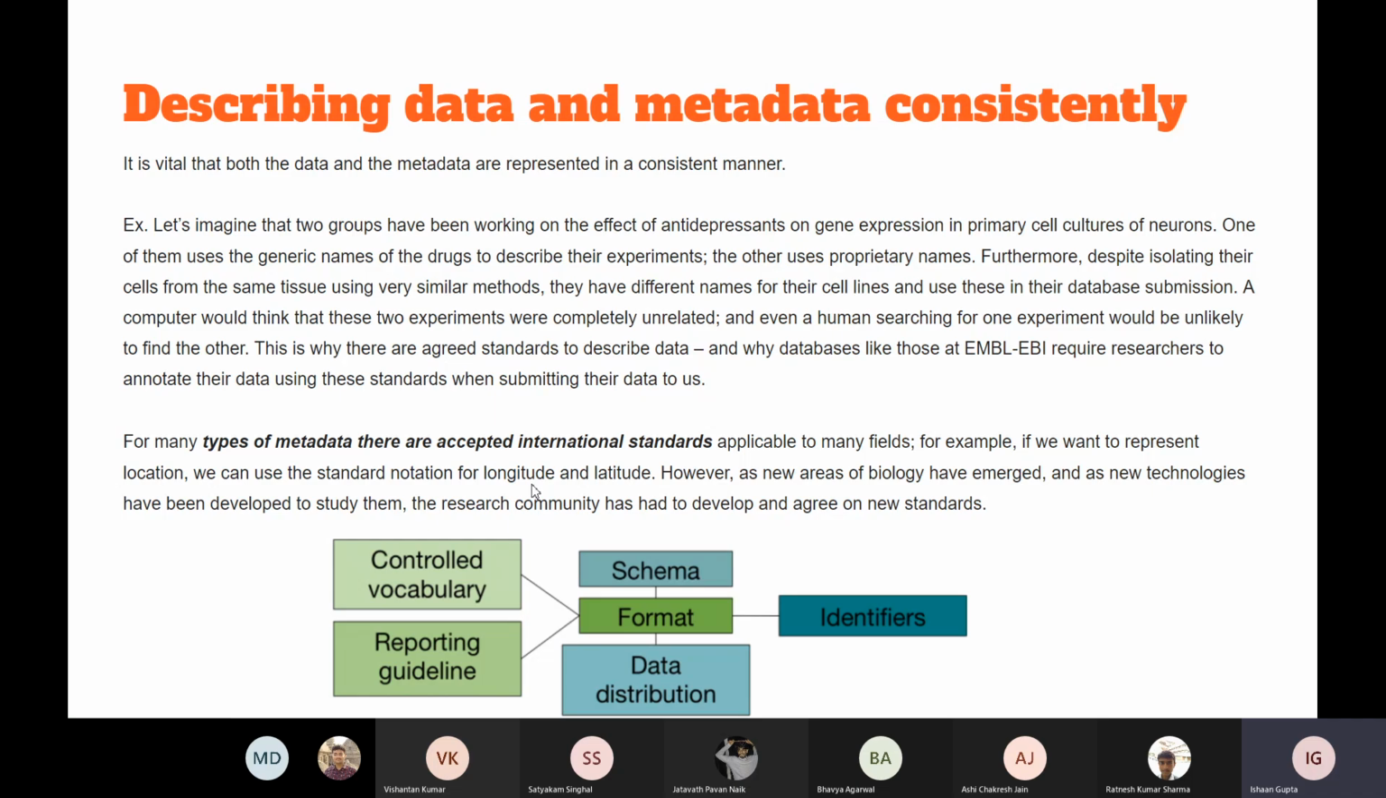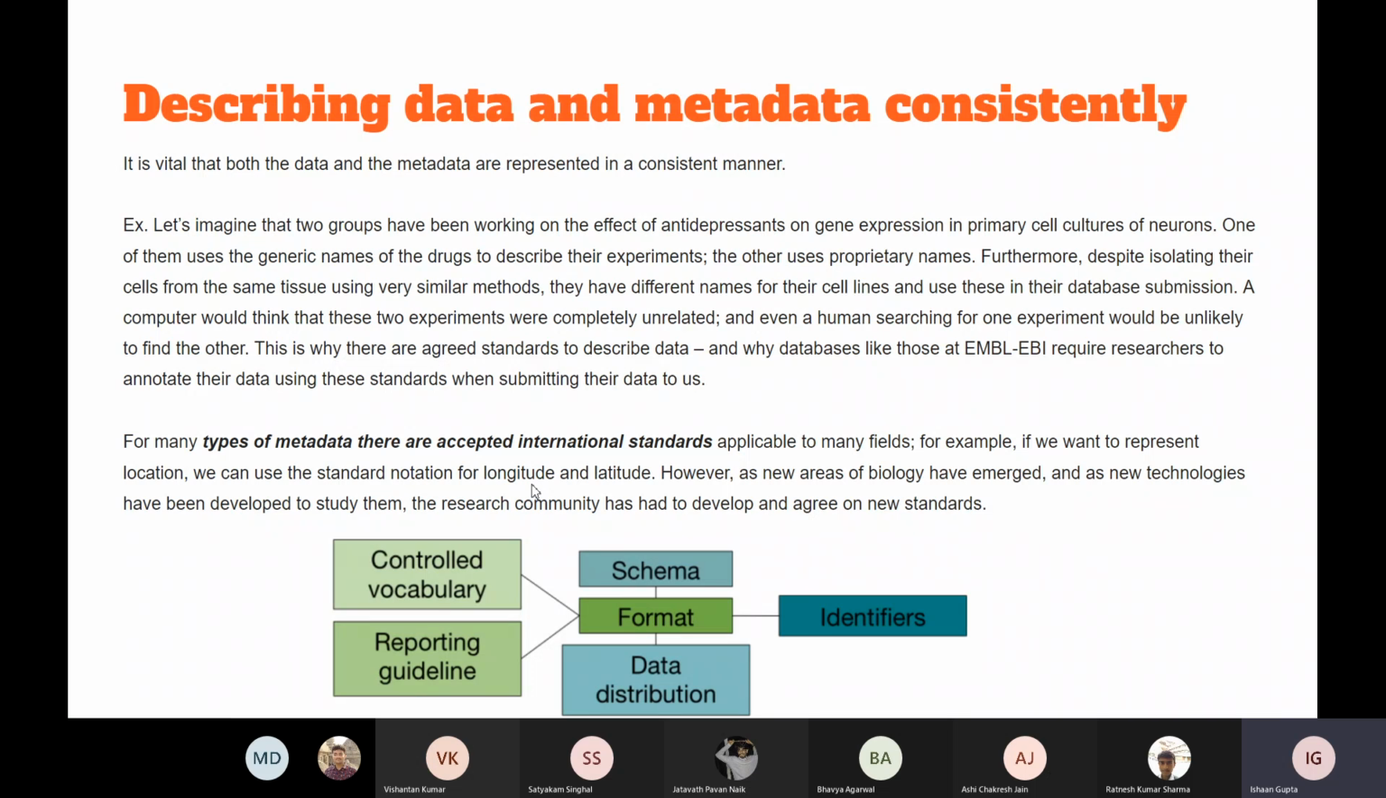And now both of them, one Dev is probably working on a generic version of the drug. So he's actually naming the experiment Dev P dot one, treated with the generic name of the drug. And Mayank will be talking about Mayank D dot one, treated with a proprietary name of the drug.